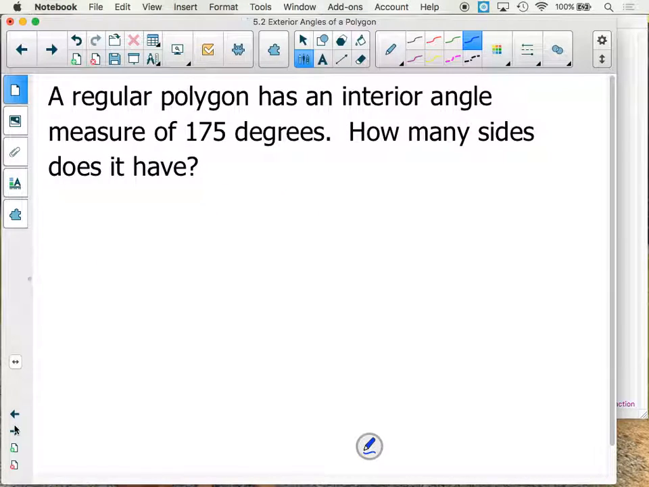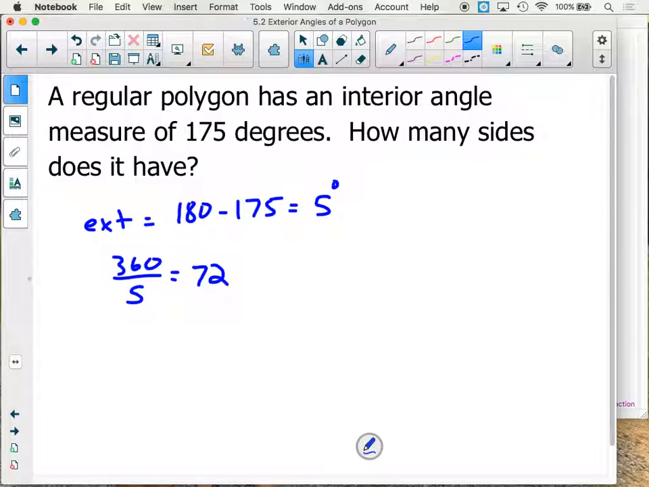And one last one to play with. Let's say a regular polygon has an interior angle measure of 175 degrees. Can you find out how many sides this polygon has? Well, if its interior angle measures 175, wouldn't its exterior angle be 180 minus 175, which is 5 degrees? And if I do 360 divided by 5 degrees, I'm going to get 72 different angles. So this polygon has 72 sides to it.